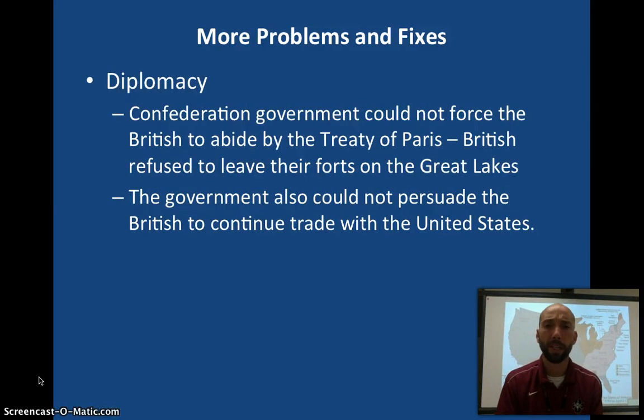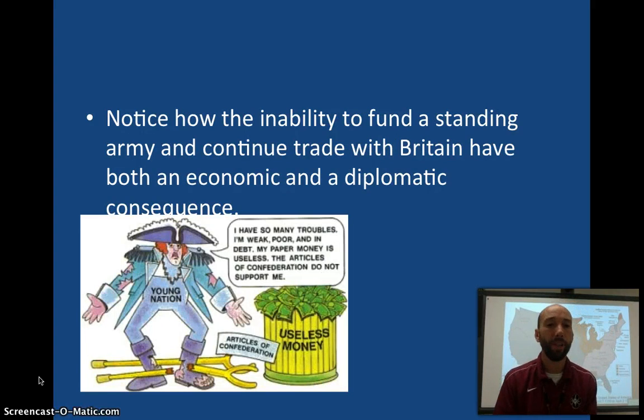The Confederate government could not force the British to abide by the Treaty of Paris because we didn't really have much of an army, and because we didn't have taxes to pay for that army. The government could not persuade the British to continue trade with the United States. So there were some major problems. The inability to fund a standing army and continue to trade with Britain have both economic and diplomatic consequences. Without that trade, we don't have money, and then we also can't force them out of the land that is ours, and so the Articles of Confederation make our government too weak to be able to handle that.